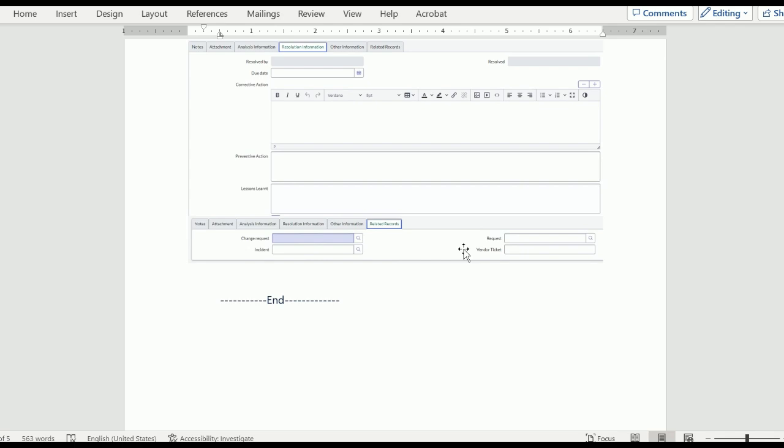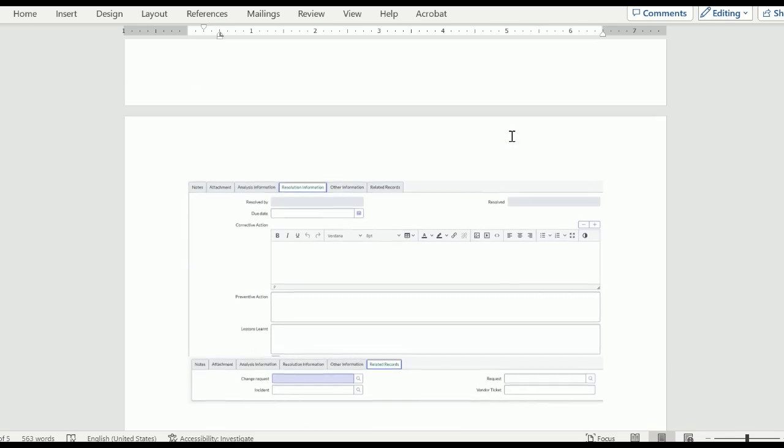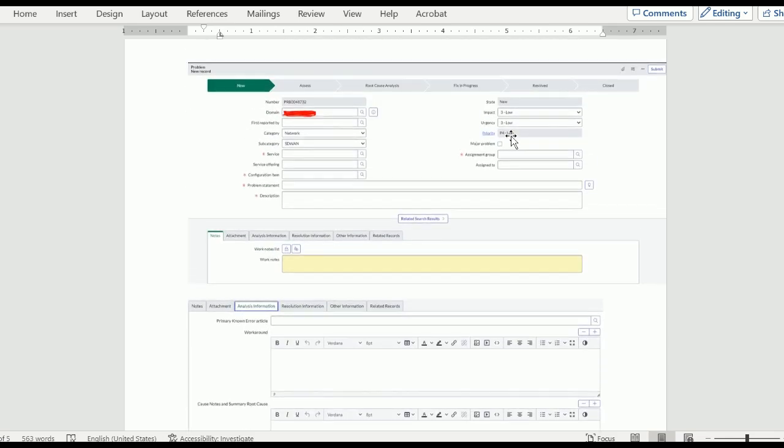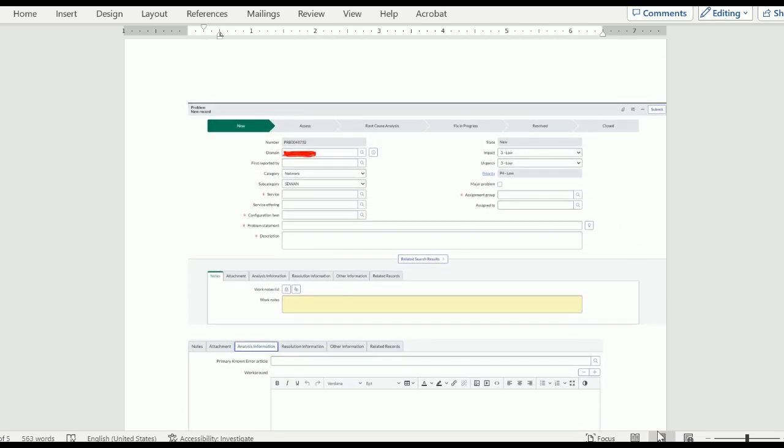And finally, if you have any vendor ticket, like let's say you are working with some vendor, that vendor ticket also you can add here. And if you have any incident, you can add that as well. And finally, if you fill everything and you have prepared the RCA, as I said, you can close the problem ticket.